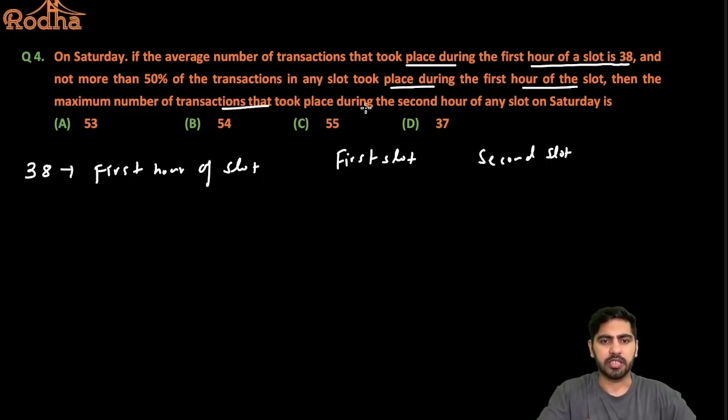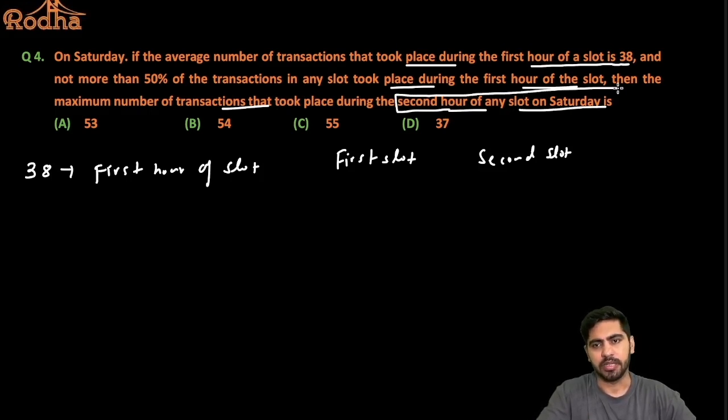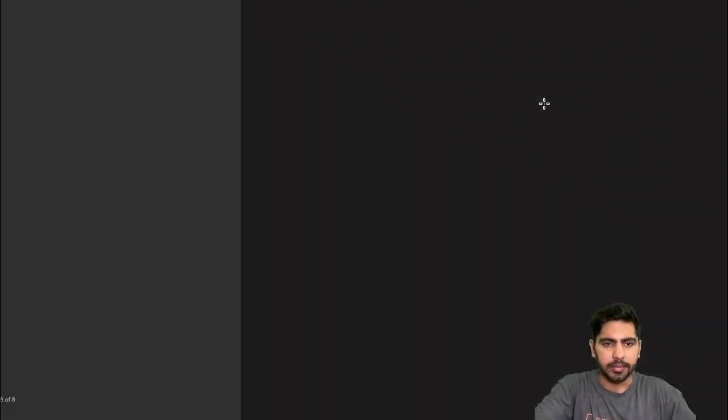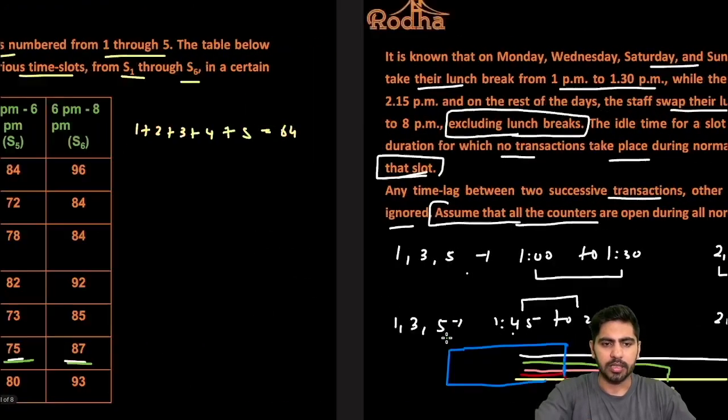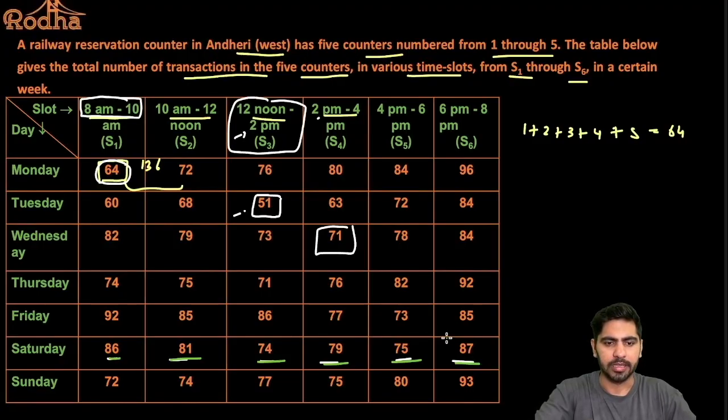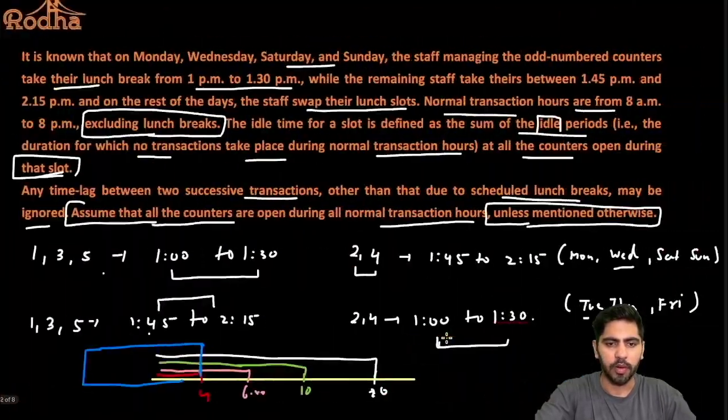Then the maximum number of transactions that took place during the second hour of any slot on Saturday. Okay. So I want to maximize the number of transactions that took place in the second hour of any slot on Saturday. Perfect, perfect. Let's see. So if I go back here to my table, right? So on Saturday, what are the number of transactions in each of these slots? It's 86 here, it's 81 here, it's 74 here, it's 79 here, 75 here, and 87, right?